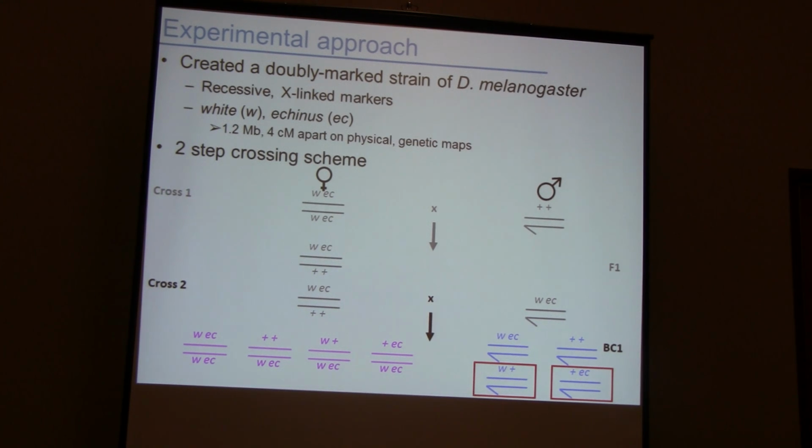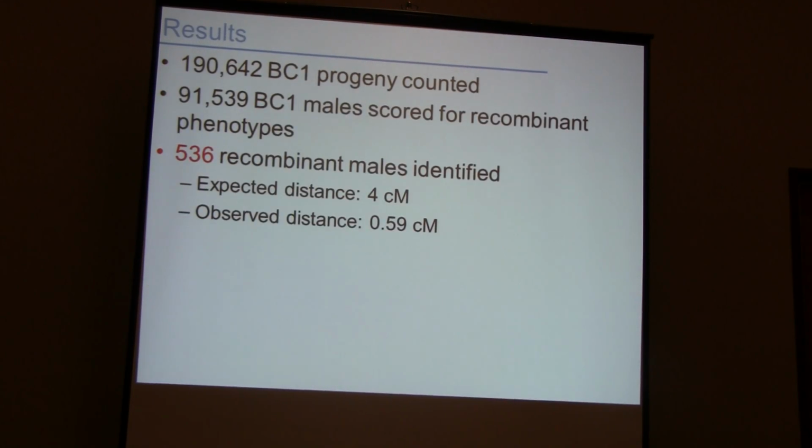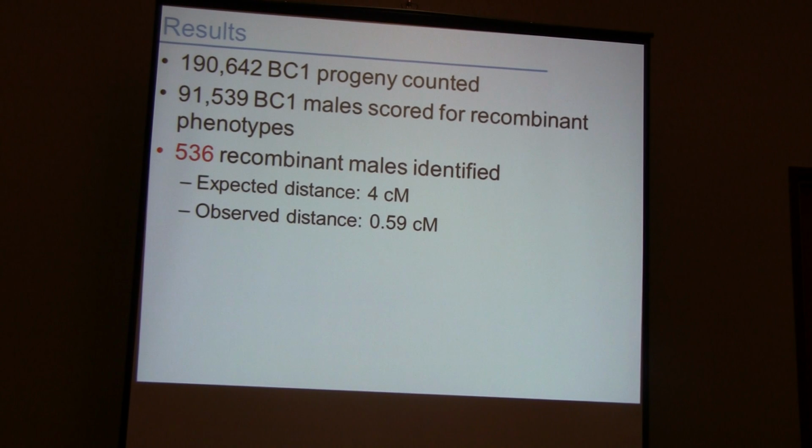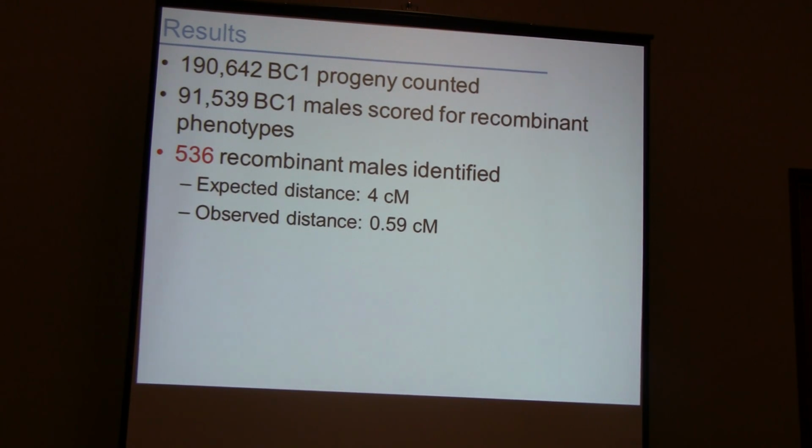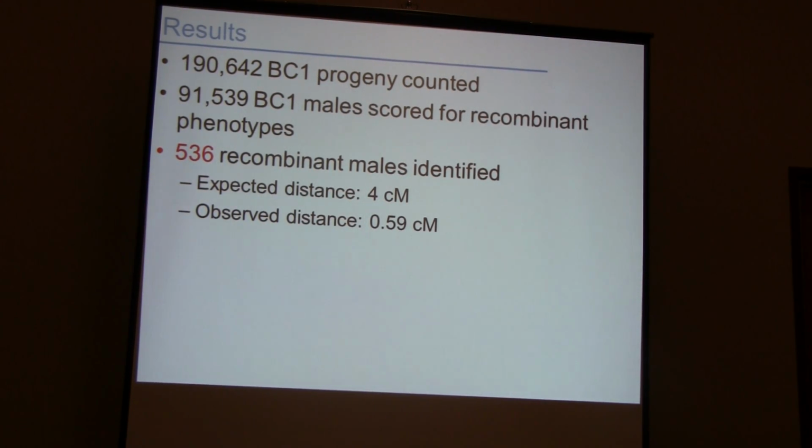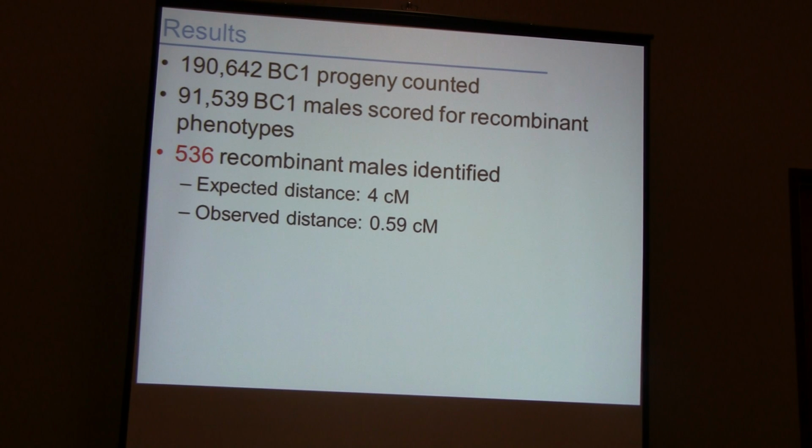So we calculated the number of crosses that we need to do to get 10,000 of these, shown here in red. We did all the crosses. In the end, we scored about 190,000 backcross 1 progeny, and we scored all of the males for the recombinant phenotype. And unlike the 10,000 recombinants that we were expecting, we ended up with 536 recombinant males. And there are a couple reasons for this. One reason is that the observed genetic distance between white and echinus in our cross was only 0.6 centimorgans, and the published map distance is 4. So we saw a huge reduction in the rate of crossing over in our lab condition.